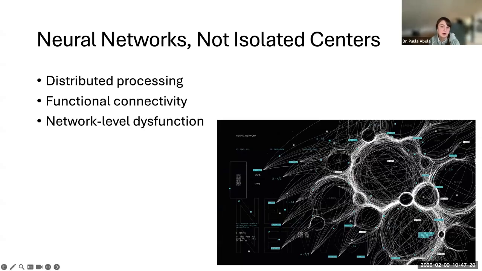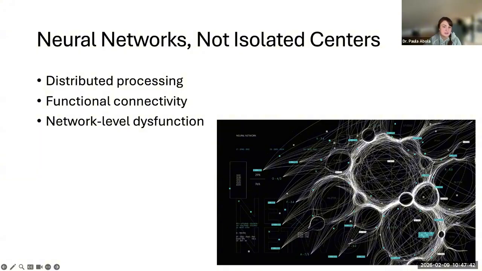Early models, however, of the brain function focused on localization. So they tried assigning specific abilities to discrete areas. But now we understand that most cognitive processes actually depend on coordinated activity across multiple regions working together. And this is why I keep emphasizing the brain is a very complex structure.